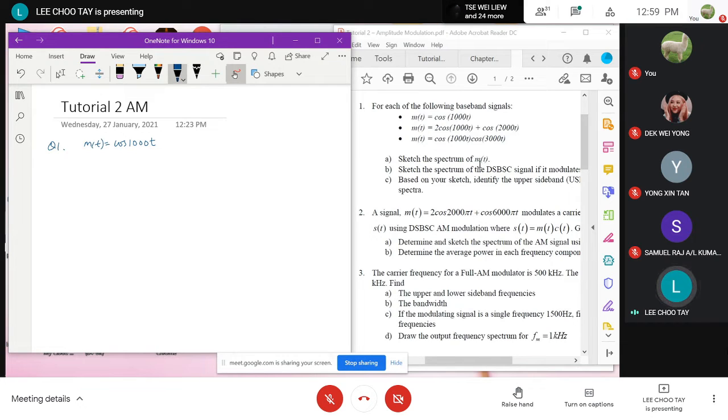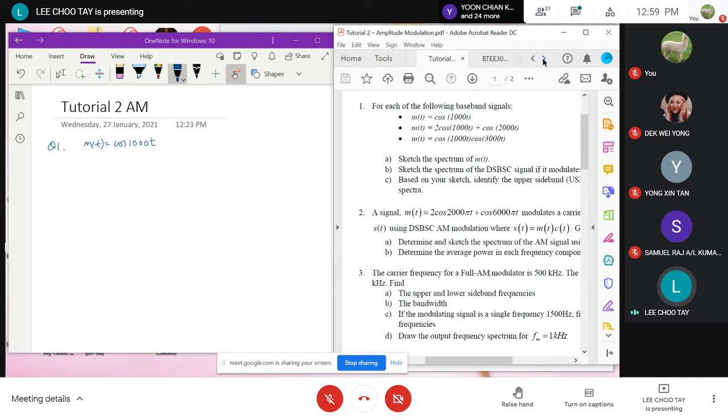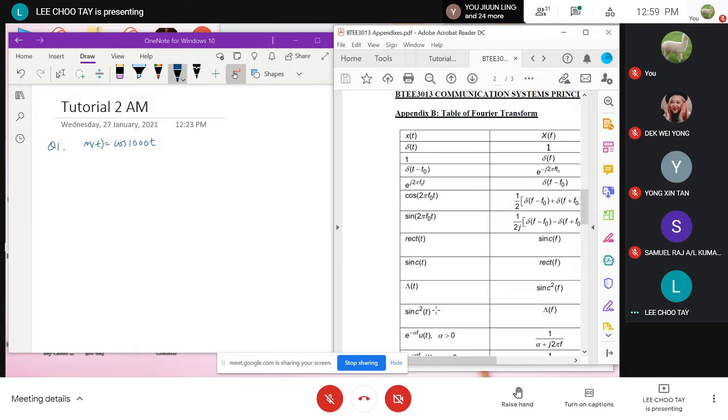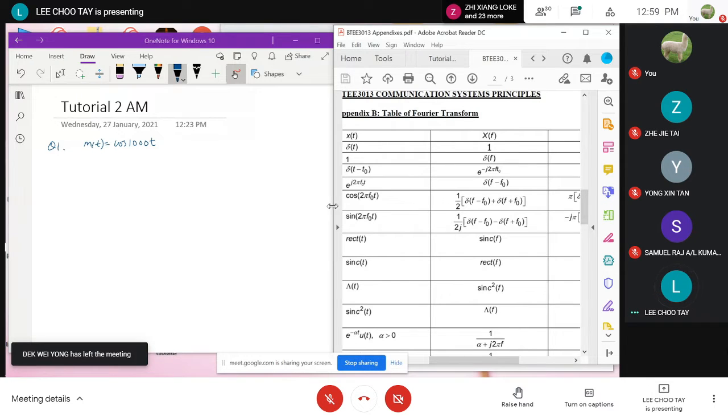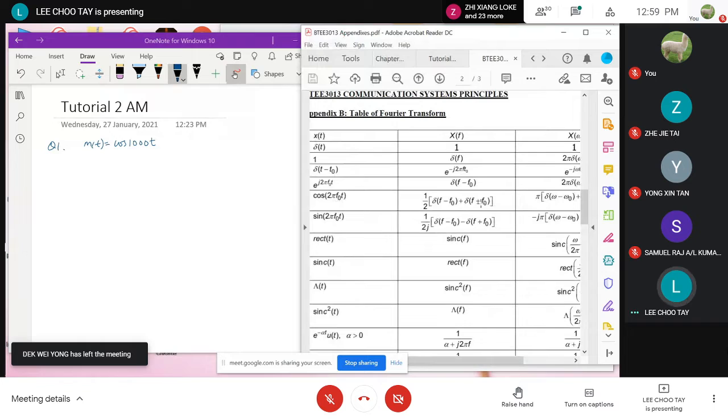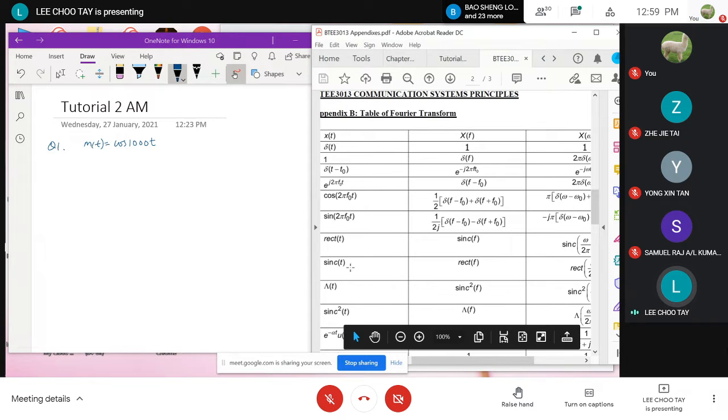So there are two ways to go about it. If you are not able to make use of the appendix, okay, how to make use of the appendix? Let me show you. All right, so if you refer to Appendix B, it basically gives you the Fourier transform of a cosine wave or even any other signal. All right, so there are two versions. One is the linear frequency f. All right, the other one is the angular frequency omega.